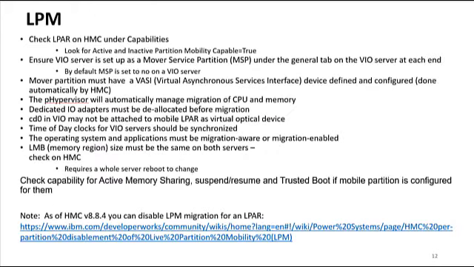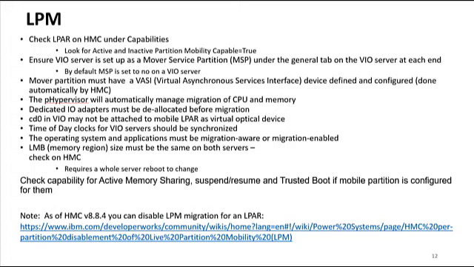So some things you need to check: go to the HMC on the server and check the LPAR under capabilities and make sure that you are actually LPM capable. You also need to make sure that the box under the general tab on the VIO server at each end has the MSP box checked. The MSP is the mover service partition, and that is what is actually used to control the migrations. It will have what's called a VASI device defined. We're going to talk about those more in a little bit.